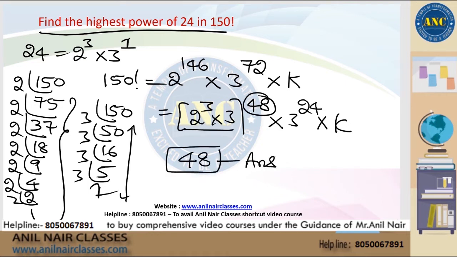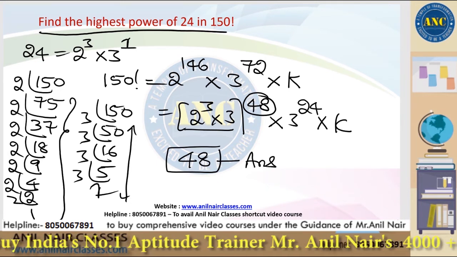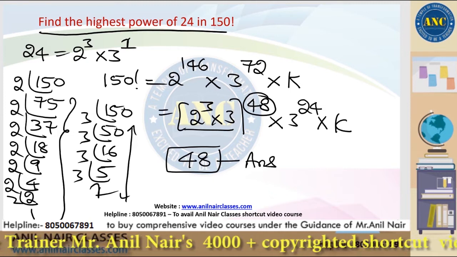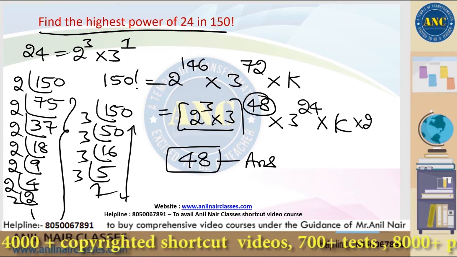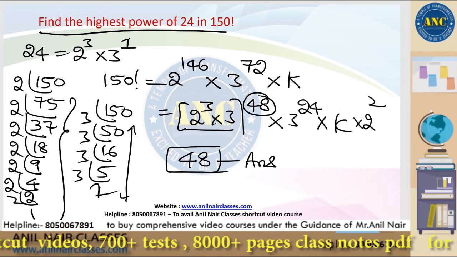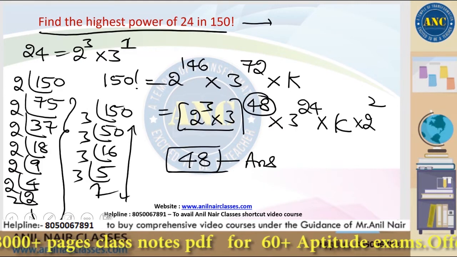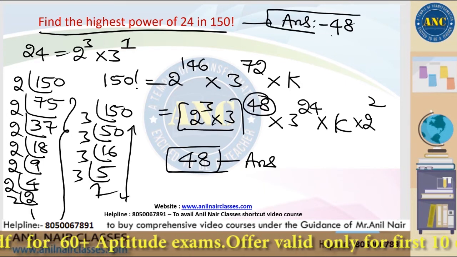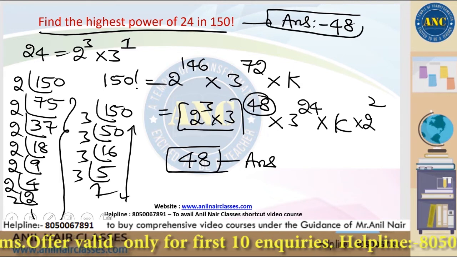I hope the idea is clear. 2 cube into 3 power 48 into 3 power 24 into k. So 48 3s are 144. 144 means another 2 square will come. Anyway, we require 24. Highest power of 24 in 150 factorial: the answer is 48. I hope the idea is clear. Next one.